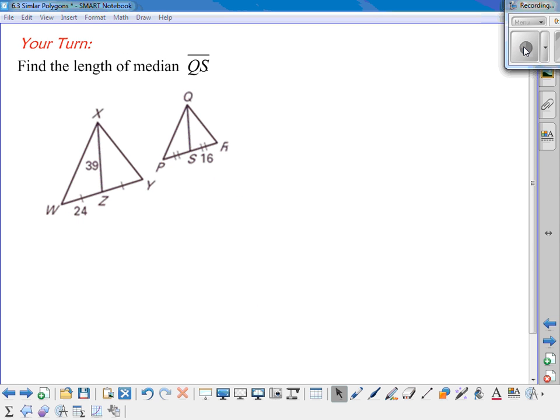So here's another one for you to try solving on your own. You're going to find the length of the median QS. So set it up and pause the video now.